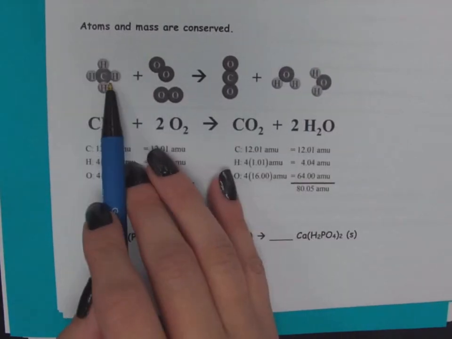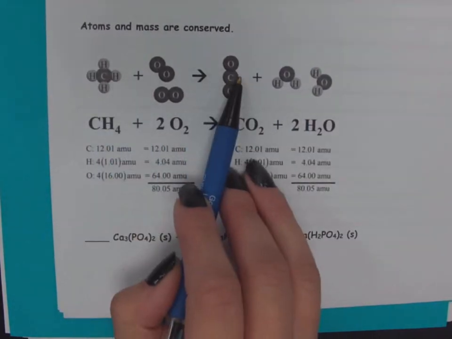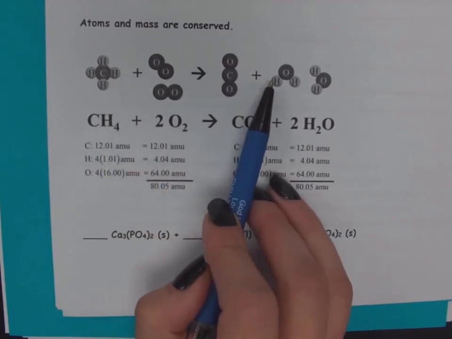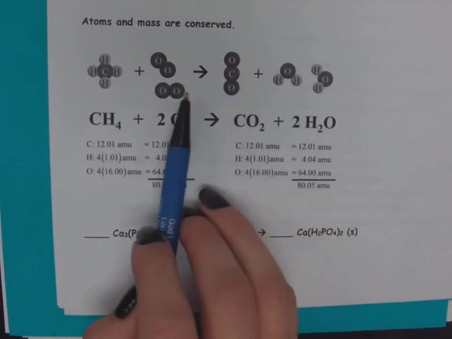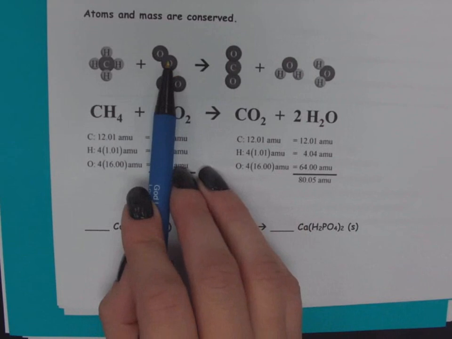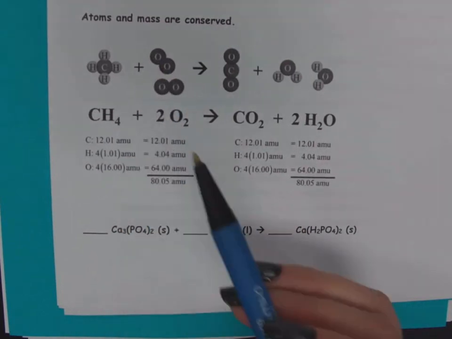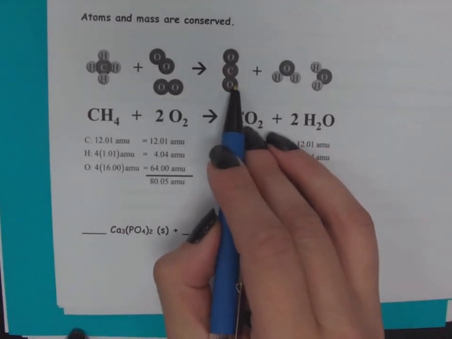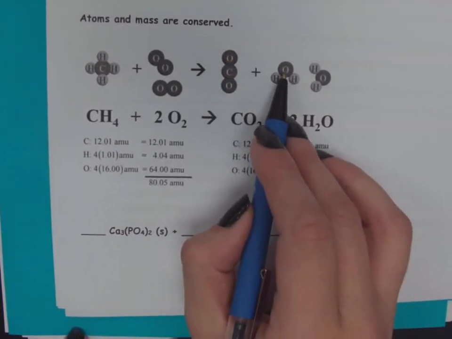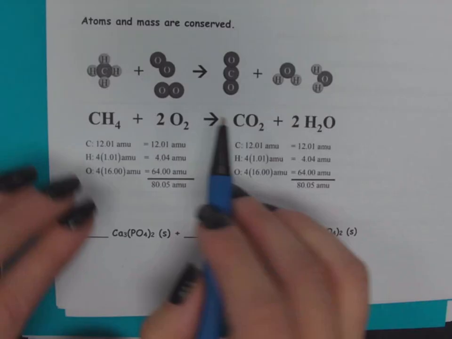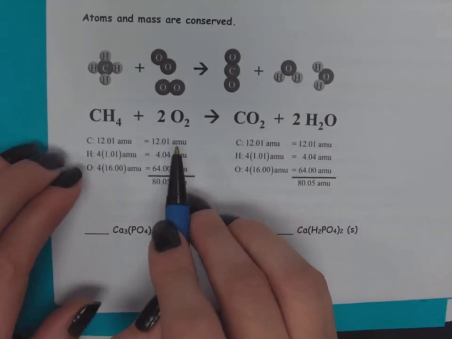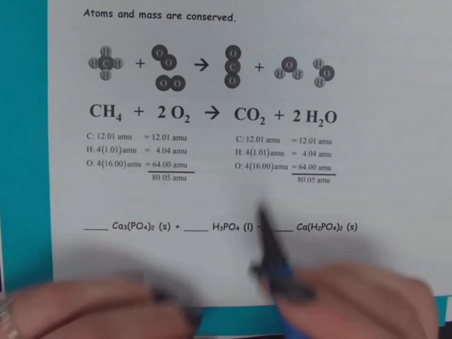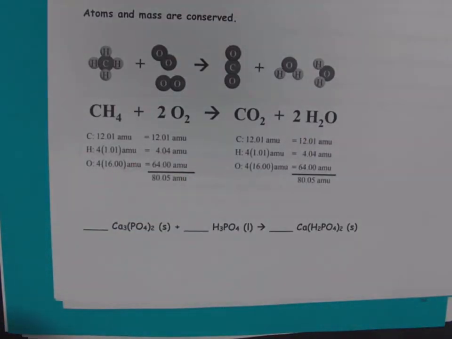So if we have 1 carbon atom, we need to end with 1 carbon atom. If we have 4 hydrogen atoms, we need to end with 4. 1, 2, 3, 4. If we have 4 oxygen atoms, then we need to end with 4 oxygen atoms. And look, here they are. 1, 2, 3, 4. So if we have the same number of atoms in the reactants as we do in the products, that means mass is also conserved.